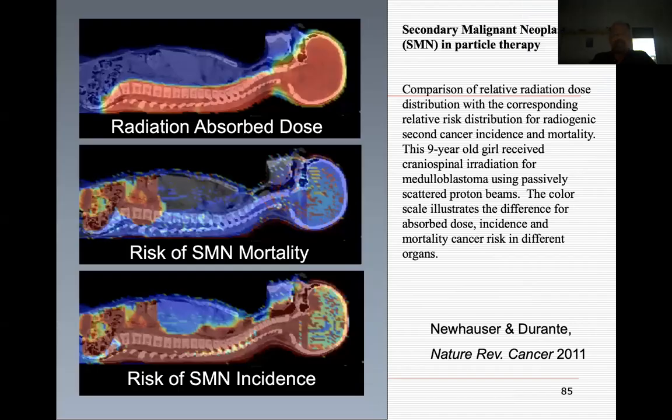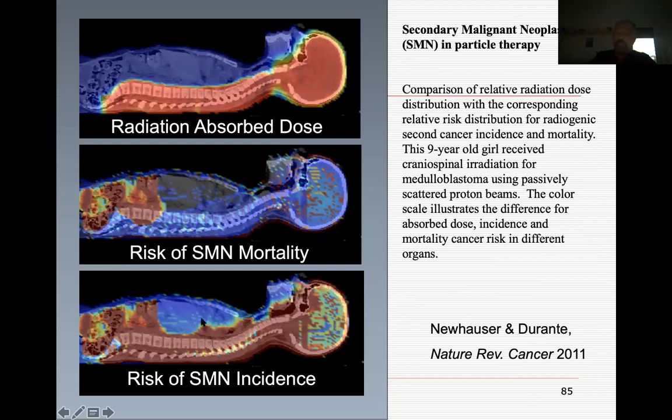I'm not going into detail here, but I want to show you this one to show you how the neutrons can be important. This is passive scattering protons at MD Anderson for a 9-year-old girl receiving craniospinal irradiation for a medulloblastoma. This is the dose. You see, very nice, of course, because if you do this with the X-rays, you have to irradiate the whole body. But here you have essentially all the dose in the brain and the spine that are the targets of the irradiation. Now, this is the risk of second cancer mortality, and this is the risk of second cancer incidence.